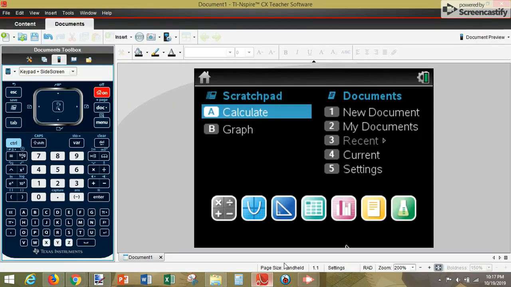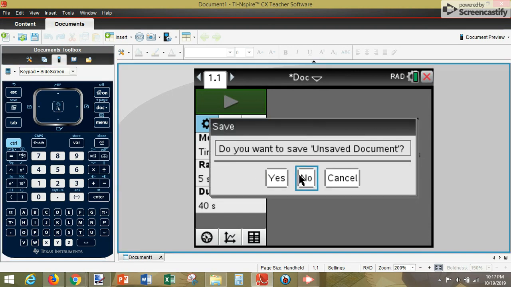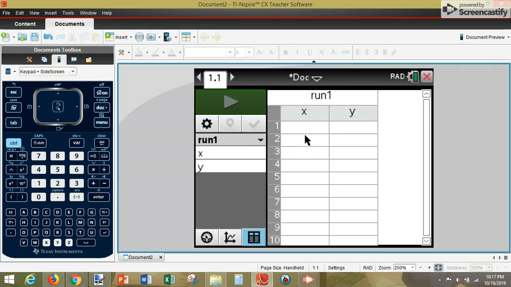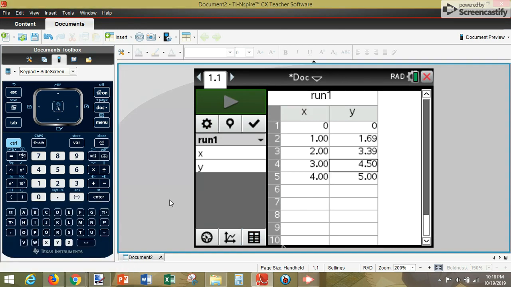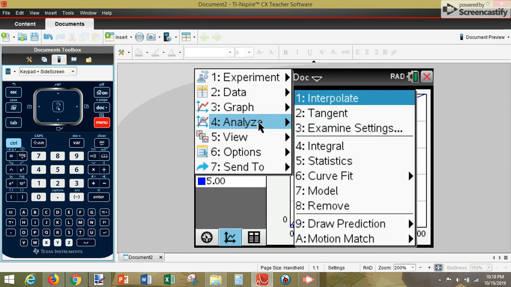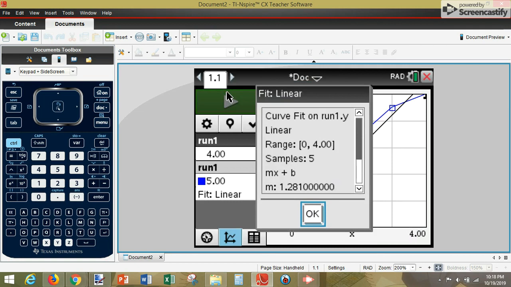So we'll go to our calculator, go over near Data & Statistics. Let's clear out all the tabs. Control, W, no. Click the table, type in the numbers. After we type in our data, we click the graph in the middle. Press Menu, 4 Analyze, 6 Curve Fit, 1 Linear.